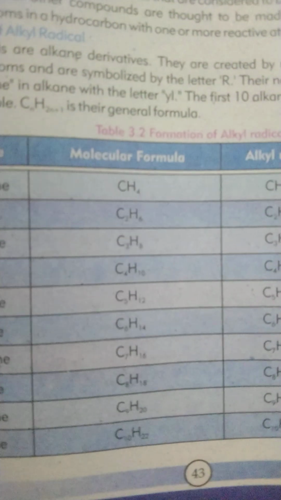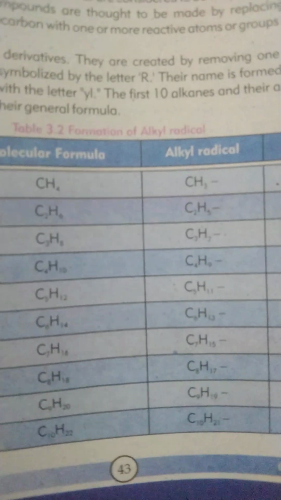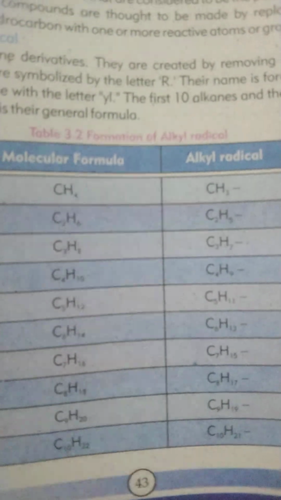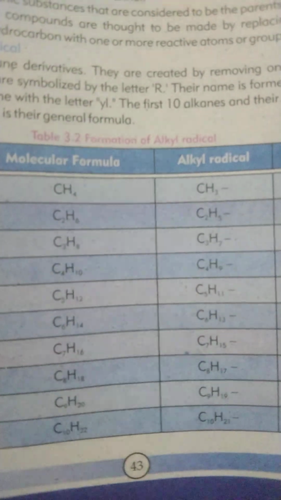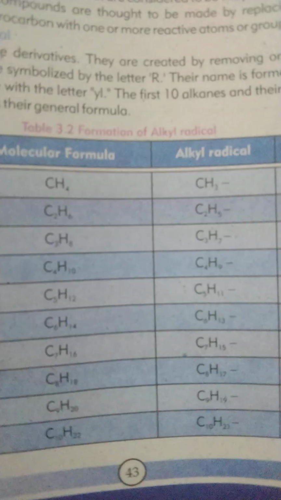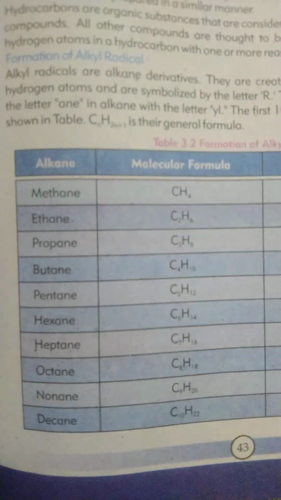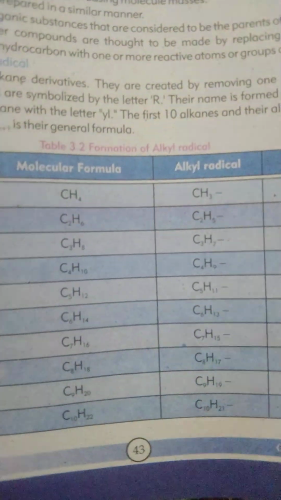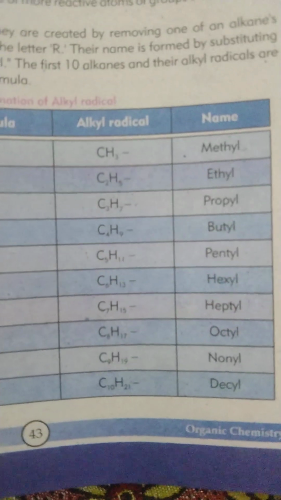What we have here is a carbon with 4 hydrogens, but when we are talking about the alkyl, 1 hydrogen is missing. So CH3 with a dash represents that 1 hydrogen is missing. We have to keep in mind to balance the valency of the carbon. It is very necessary. That is 4. The first one is methane, CH4, the molecular formula. And the alkyl radical is CH3, which means methyl.